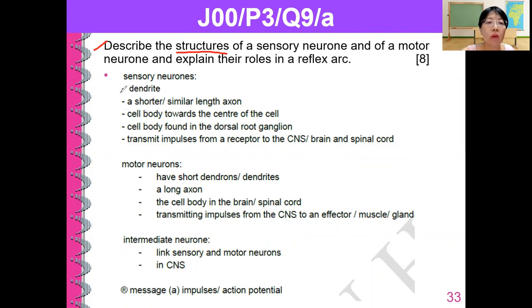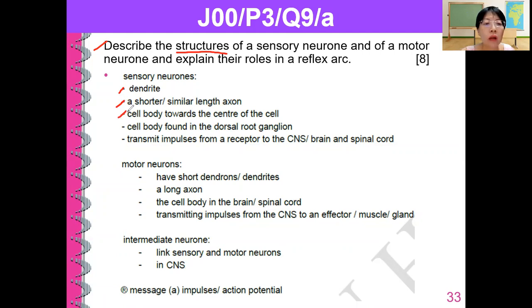So in the sensory neuron, it starts with the dendrite, right? So at the end of the neuron it is branched out, and each of the branches is called a dendrite. So you need to describe like this. But when you draw and label, then you don't have to describe. Okay, when you describe, you say that at one end of the neuron is branched out. Each branch is called a dendrite. Okay, and then the dendrites will come together to become the axon.